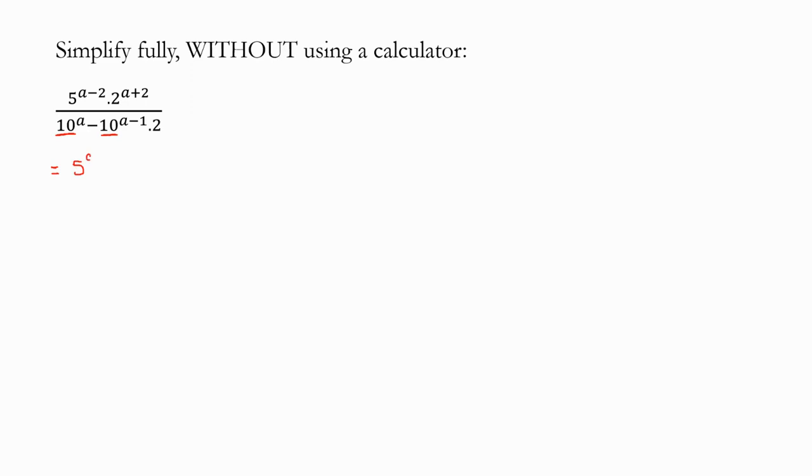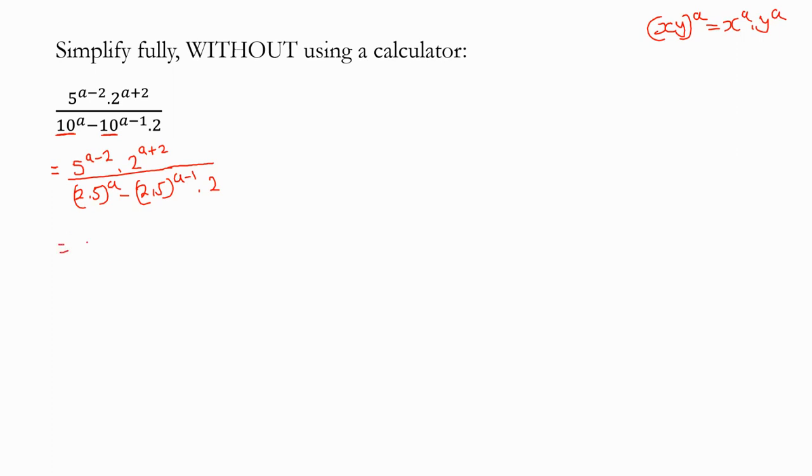So it is 5^(a-2) times 2^(a+2), and then over (2 times 5)^a minus 2^(a-1) times 5^(a-1), and then times 2. Remember that when we have a base which is a product of two factors, we raise each factor to the exponent. For example, (xy)^a is a product, and it becomes x^a times y^a, isn't it? So we're going to do the same thing here with our (2 times 5)^a.